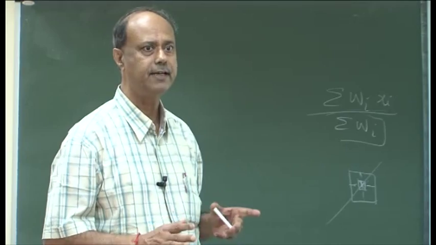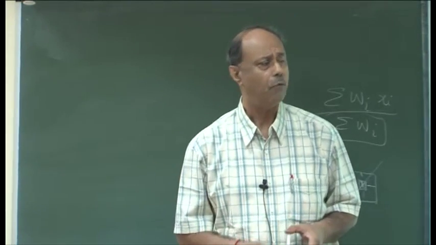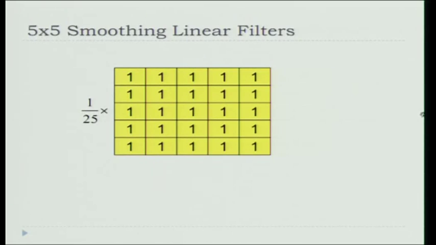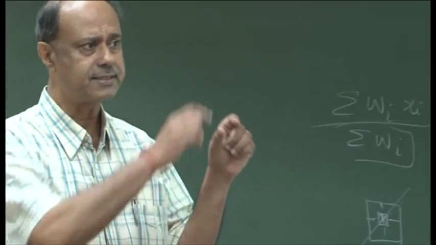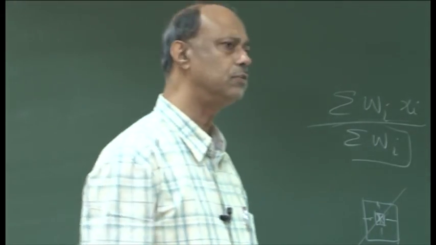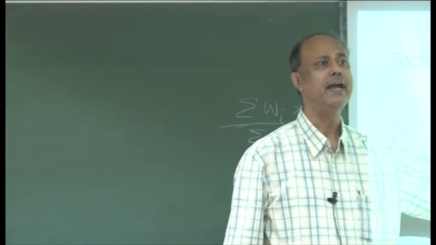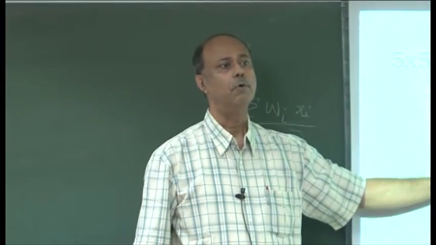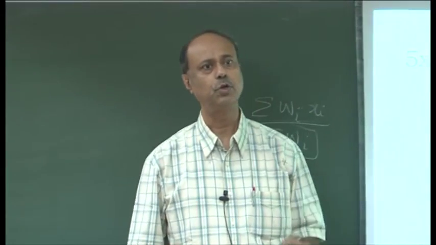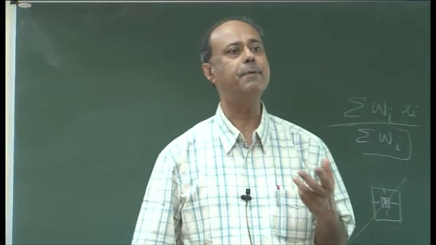You understood? Yes, clear? Now, why have I taken 3 cross 3? I could have taken 5 cross 5 also. As I told you, you can have a very large size of your sub image, but the only thing is that this will increase your computational cost, you will be losing some side things, and also the central pixel will be dependent on too many neighboring pixels. So its central pixel property may be lost.